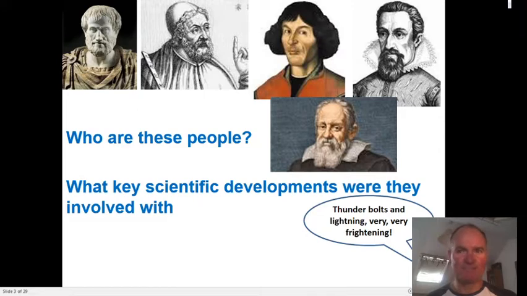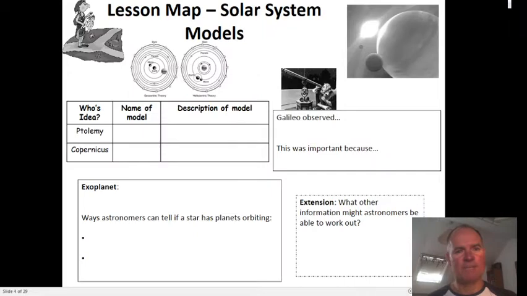But again, important people and names to know. We need to know a bit of the history of science here as well, and some of the key players and their names and the models that they came up with and the evidence they provided.